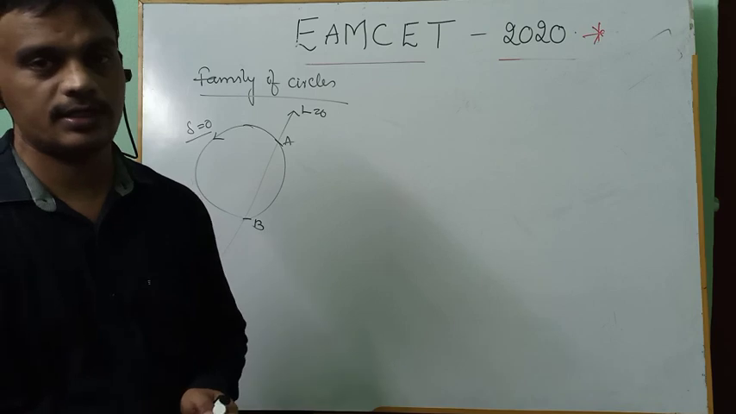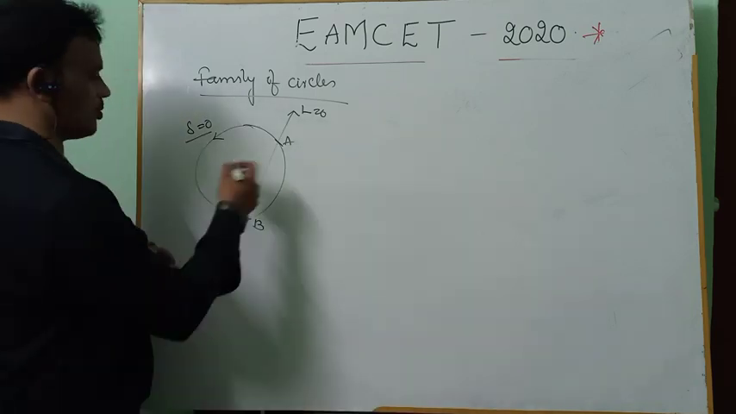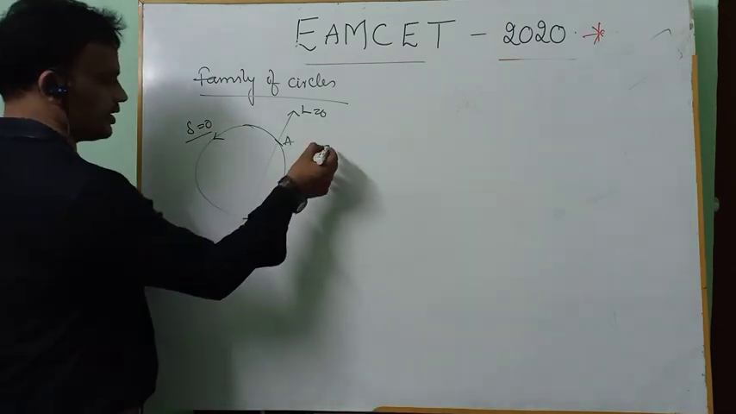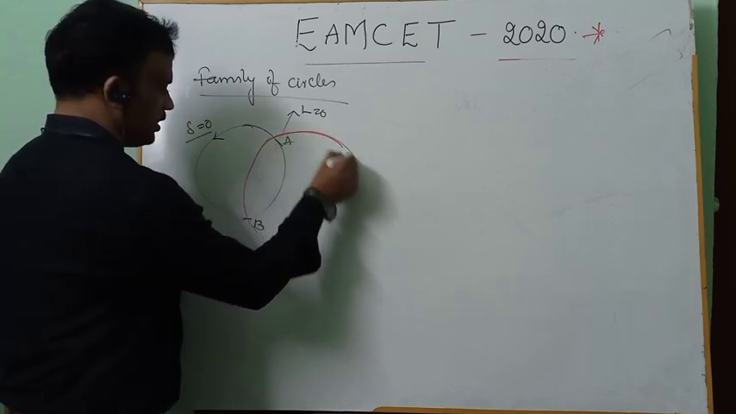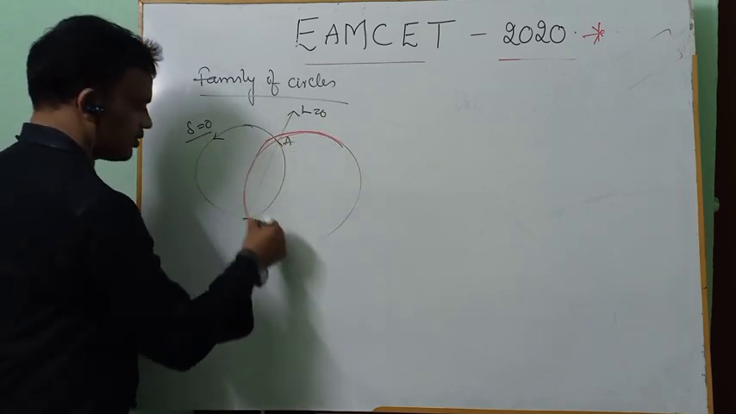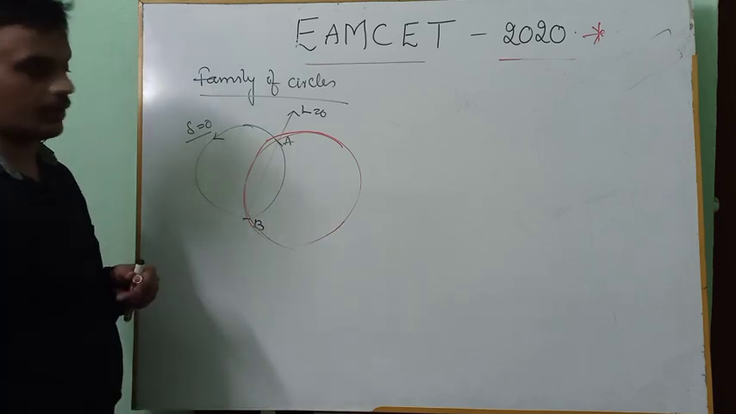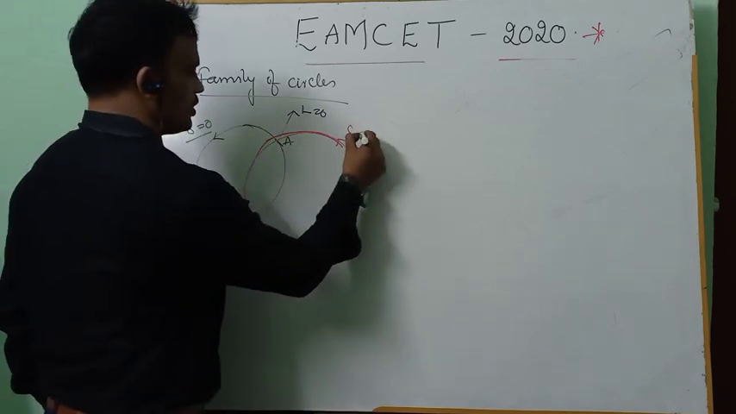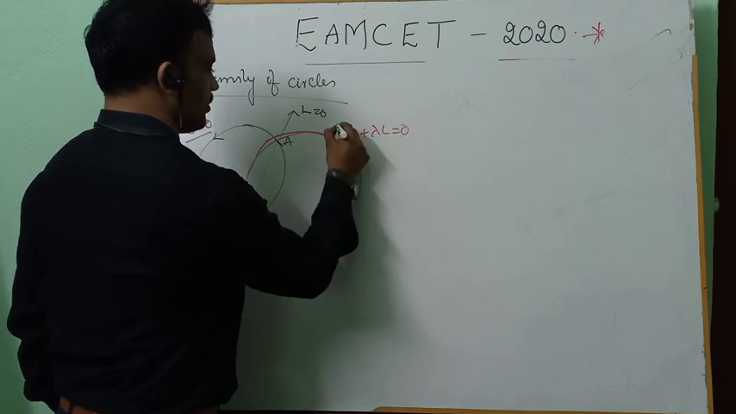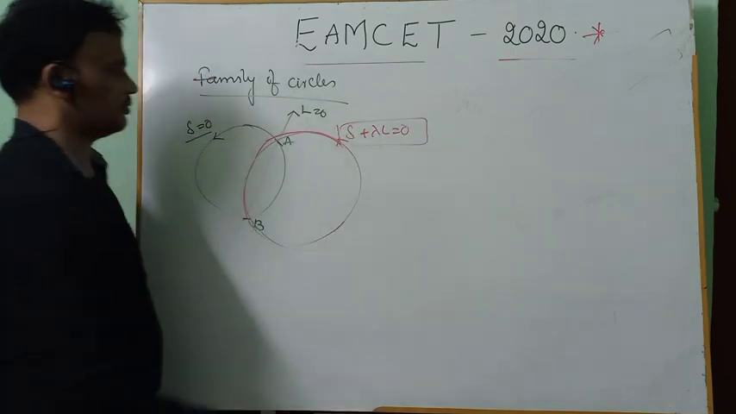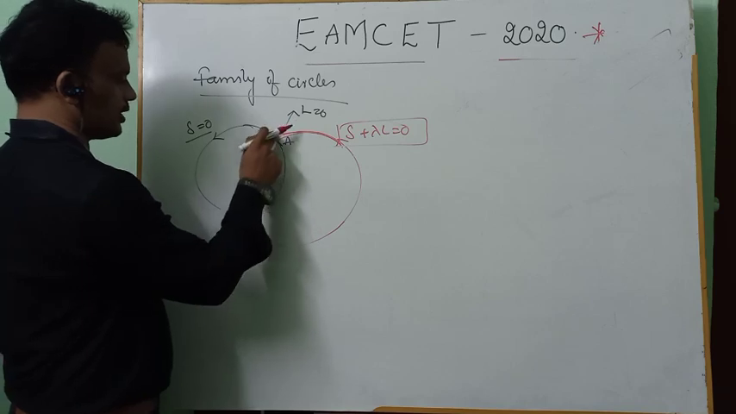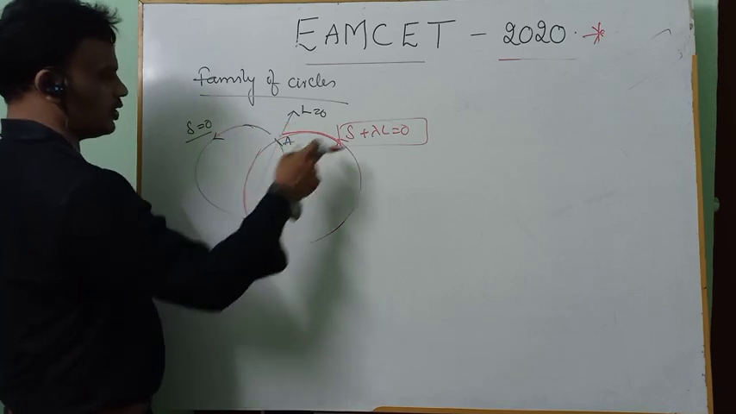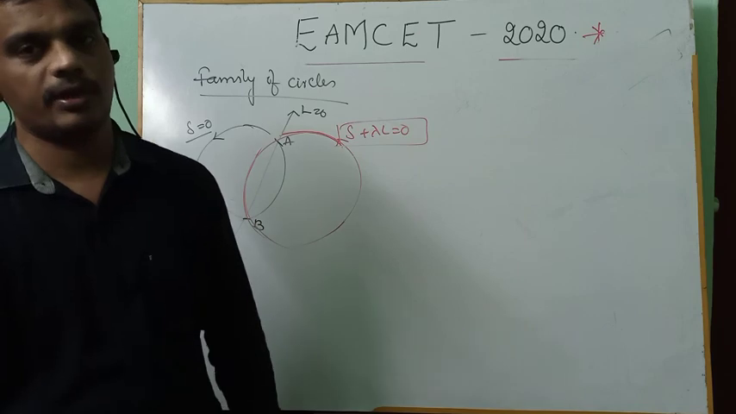Now my question is, what is the equation of the circle which is passing through the point of intersection of S equals 0 and L equals 0? What is the equation of the circle passing through these 2 points? Yes, I think you know this one, which is in the form of S plus lambda L equals 0. The equation of a circle passing through the point of intersection of a circle and a line is in the form of S plus lambda L equals 0.